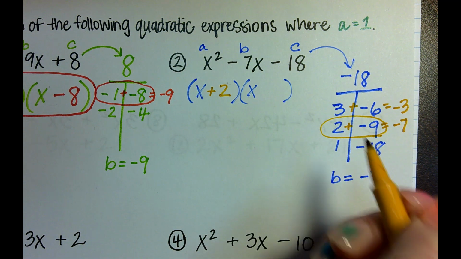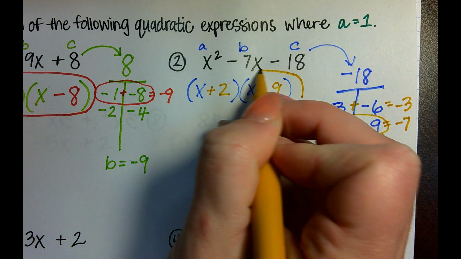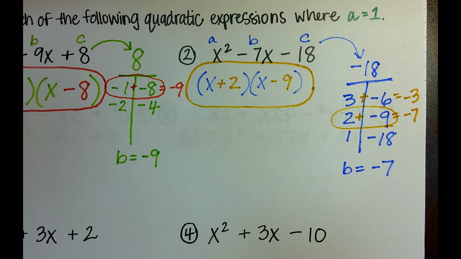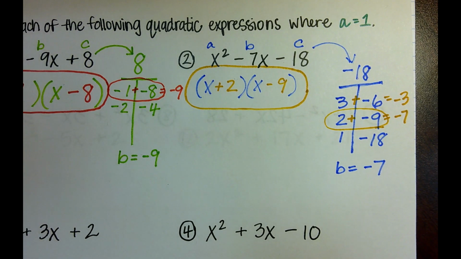Perfect. And then x minus 9. X plus 2, x minus 9. That's our answer, so we circle it. Very nice. All right. Any questions on number 2?